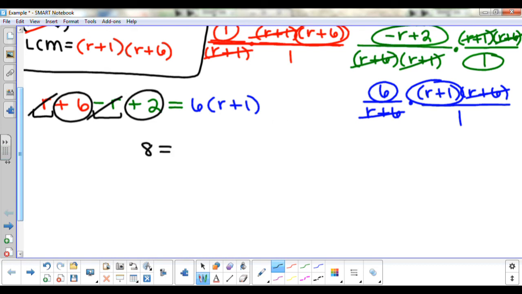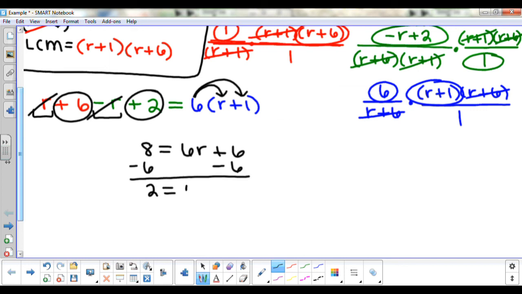On the right side, I'm going to distribute my 6 to the r and the positive 1 to give me a 6r plus 6. Now I'm going to solve for r, so I'm going to subtract 6 on both sides, leaving me with a 2 equal to 6r. I'm going to divide by 6, and I'm left with 2 over 6, which simplifies down to the fraction of 1/3. So r equals 1/3.